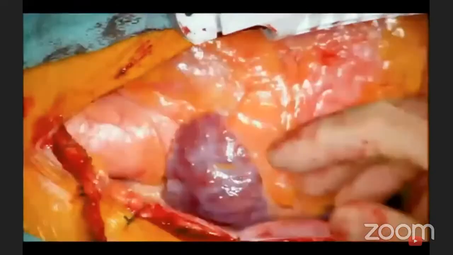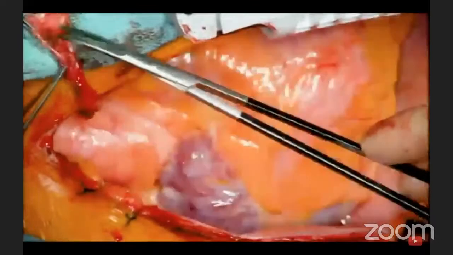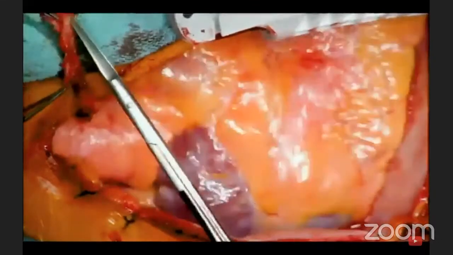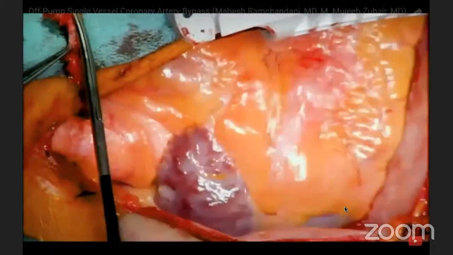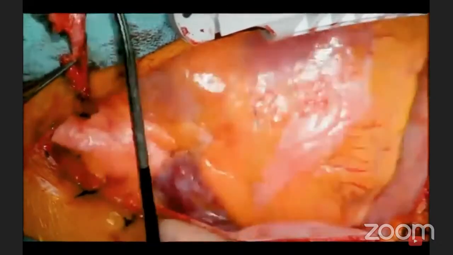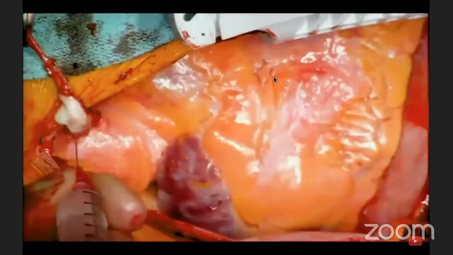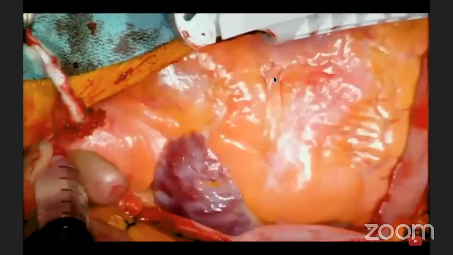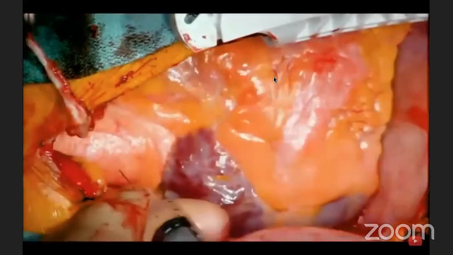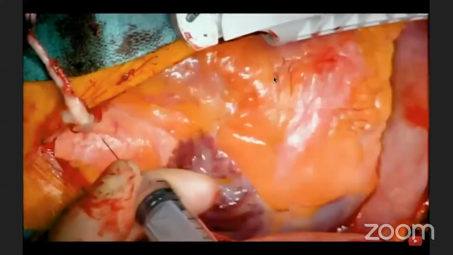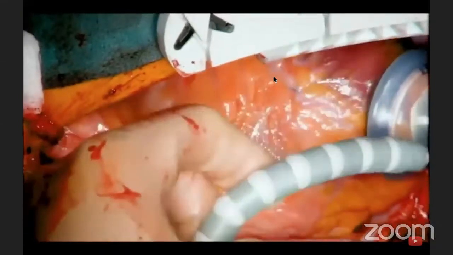The left internal mammary artery is then inspected and is dissected free of the surrounding muscle and fascia in preparation for our single vessel bypass. Papaverine is then injected around the left internal mammary artery. A vacuum stabilizer is then used to stabilize the heart.